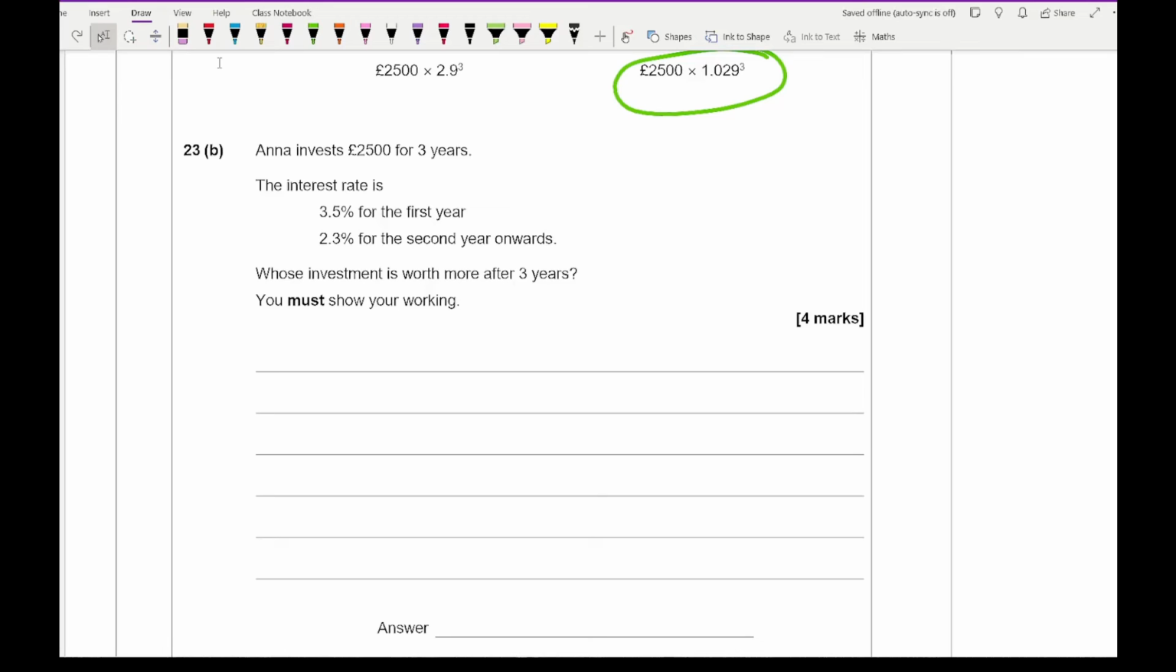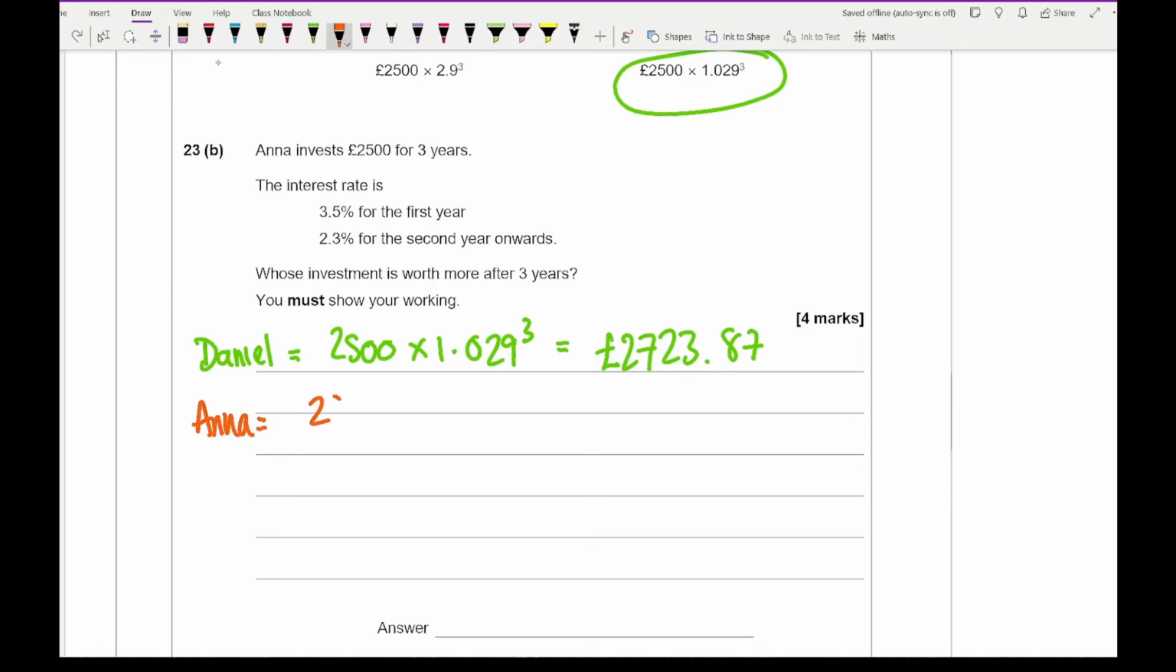Whose investment is worth more after 3 years? Well, if I work out Daniel's, that's going to be 2,500 multiplied by 1.029 to the power of 3. If I type that into my calculator, I get 2723.87. Then if I work out Anna's, that's going to be 2,500 to start with.